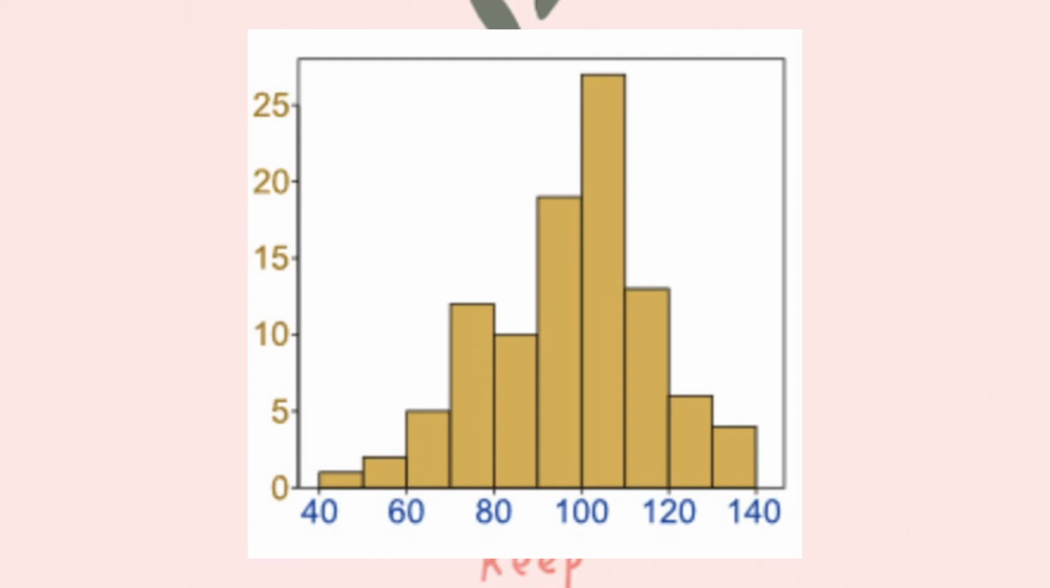And the last one is the bars. The height of the bar shows the number of times that the value occurs within the interval, while the width of the bar shows the interval that is covered. And for a histogram with equal bands, the width should be the same across all bars.